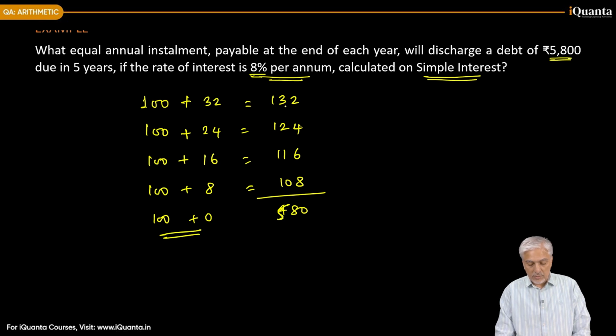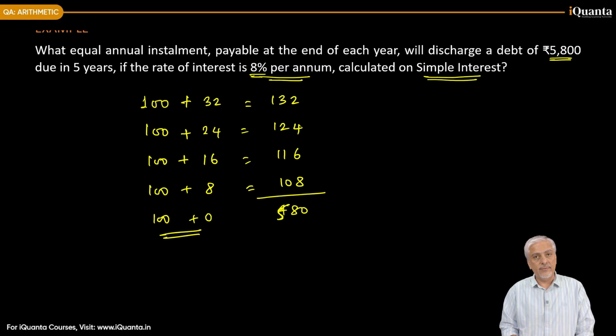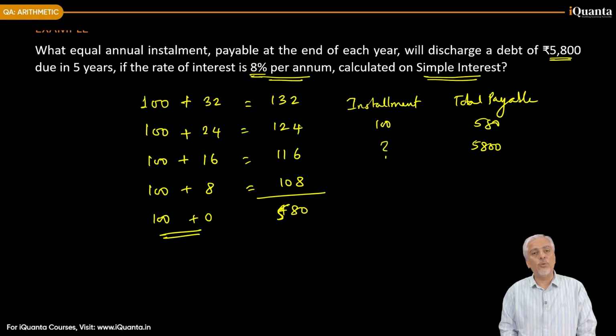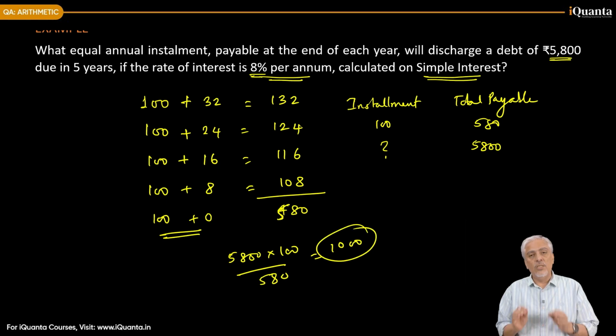Let's check it once more. 50, 60, 70, 80, right? 580. So basically, if my installment was 100 every year, my total payable value becomes 580, but the real value is 5,800. So what should be my total installment? 5,800 into 100 upon 580, which will be 1,000 rupees.